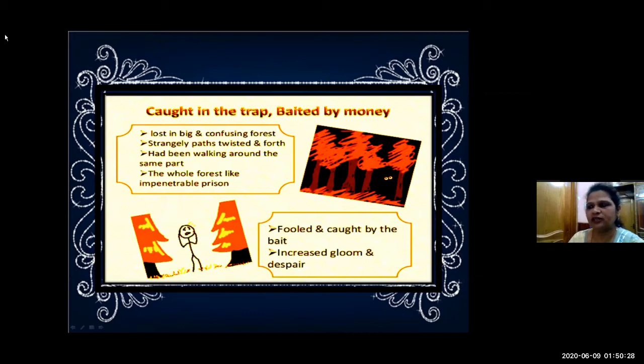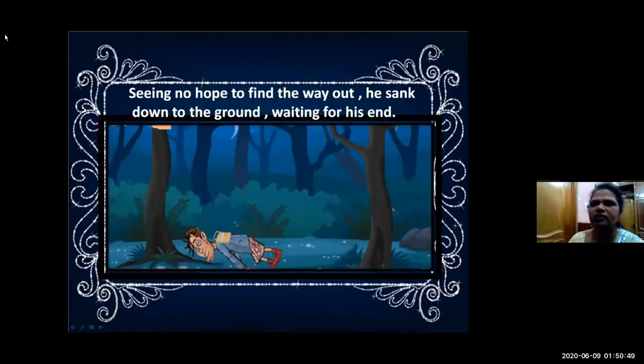Now he thought that he himself had been caught by the bait. What was the bait for him? The bait was the pouch which had the money in it. He was attracted by that money. He stole that money and now he was caught. So he was totally disappointed because he was not able to find the way out.